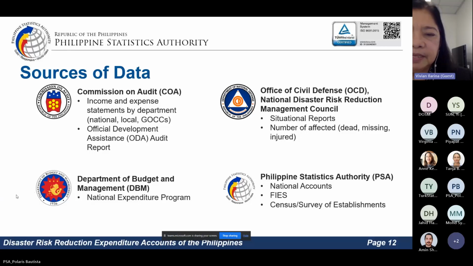Of course, our office, the Philippine Statistics Authority, provides some references in terms of the national accounts, how much expenditure we have for the total government, how much expenditures we have for health, and so on. So disaster is not included here, meaning it's not highlighted, but we have this DRRE satellite accounts, which is highlighting the expenditure for the risk reduction. And then we have the family income and expenditure survey, which benchmark the households and their expenditures in terms of all types of expenditures, including the purchases for disaster, and the census and survey of establishments. So these are the major information that we have.